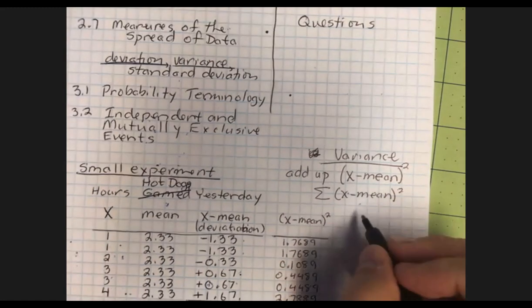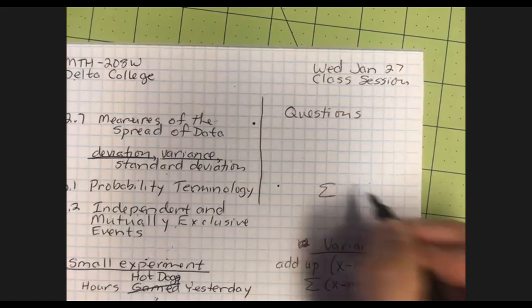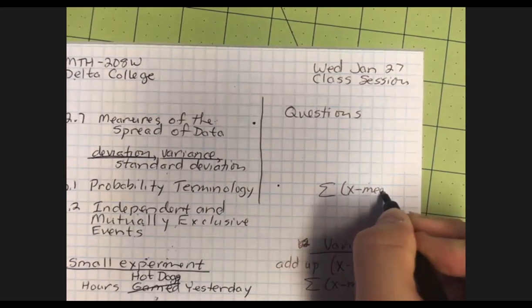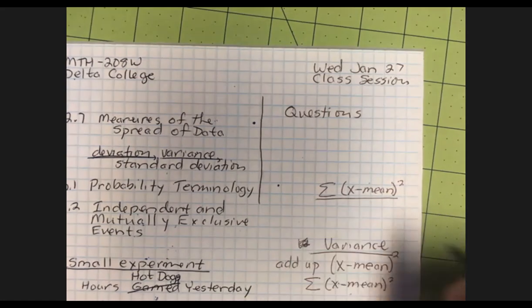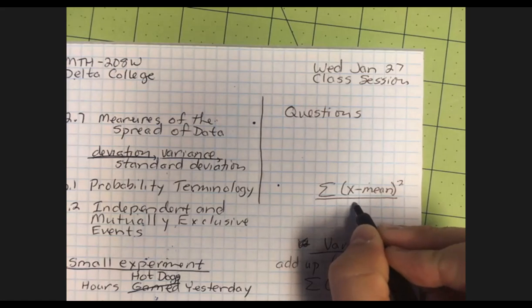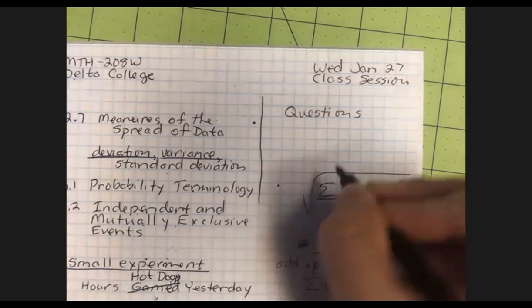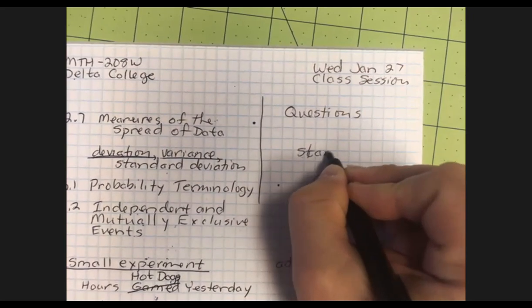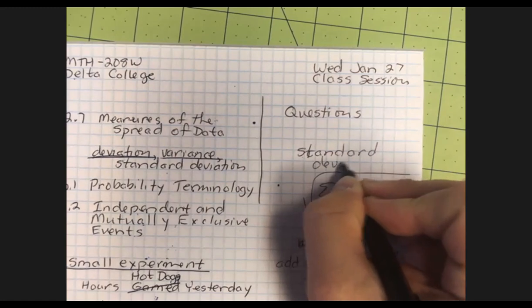And now one more special word. If you take the variance, and how many friends did you have? 6 friends, you divide by the number of friends, and you take the square root. That's called the standard deviation.